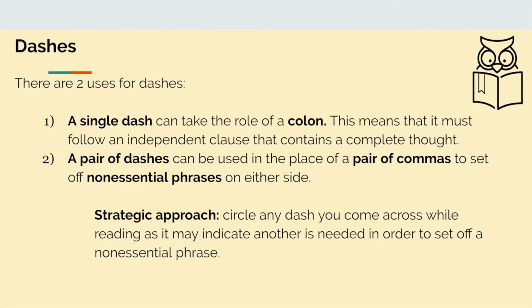These can be used in place of a pair of commas to set off non-essential phrases. So in those instances, it's important. We can call a non-essential phrase a comma sandwich or a dash sandwich, with the idea being that you need the same kind of punctuation on either side of the non-essential phrase. So a strategic approach in that situation is to circle any dash you come across while reading, as it may indicate another is needed in order to set off a non-essential phrase. So you have to have this two-pronged way of looking at a dash. Maybe it's acting like a colon, maybe it's one of a pair that's acting as a non-essential punctuator.